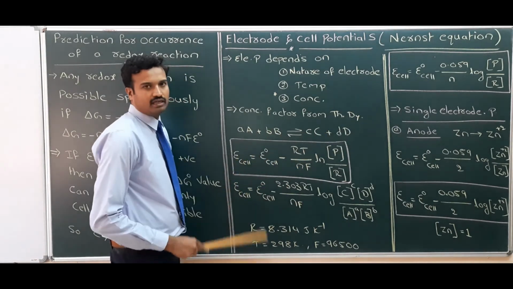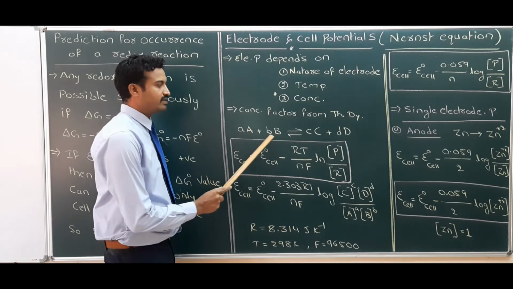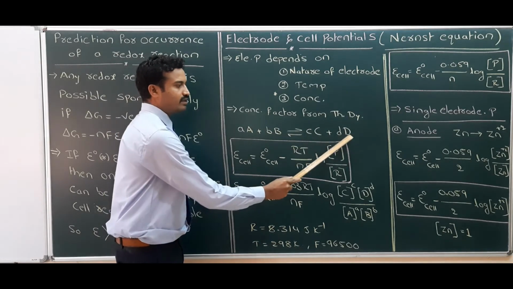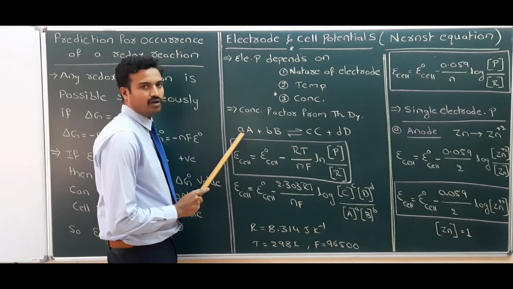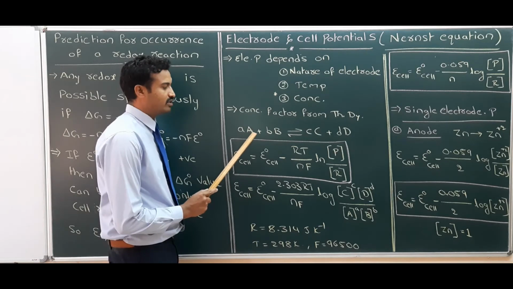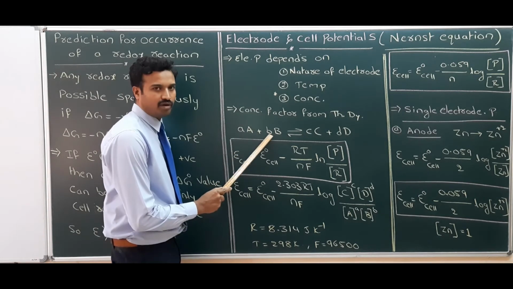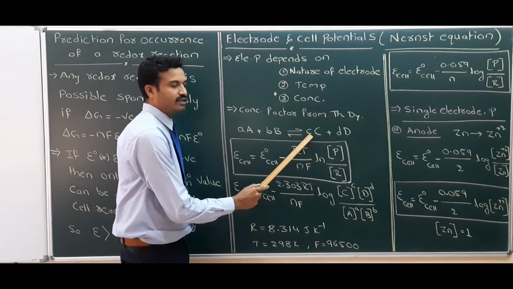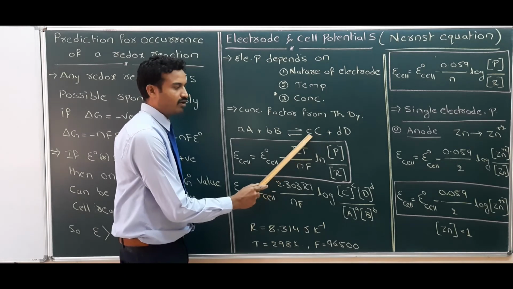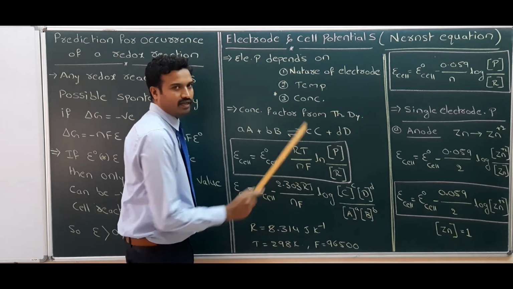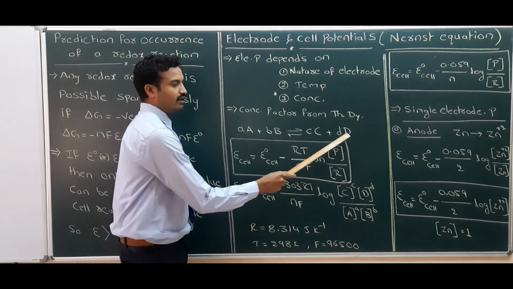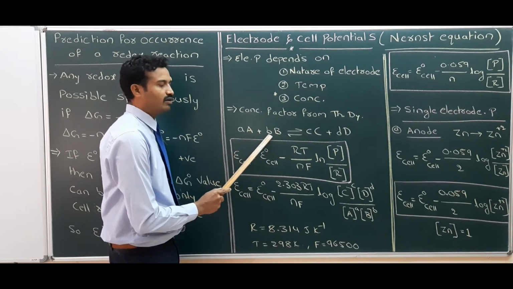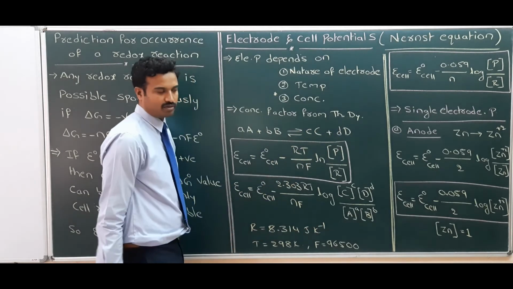We know the general reaction here, a reversible reaction. Small letters represent the number of moles; capital letters are the reactants and products. Small a number of moles of reactant A, small b number of moles of B, gives rise reversibly to the products: small c number of moles of product C, and small d number of moles of D. So here capital C and capital D are products, capital A and capital B are reactants. Small a, small b, small c, small d are numbers of moles.